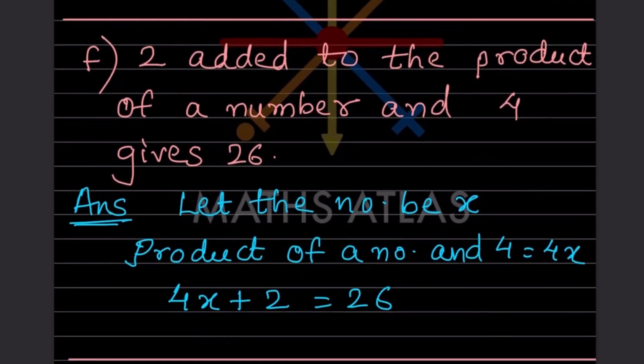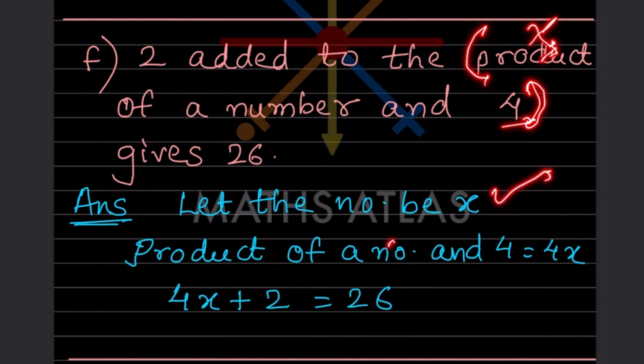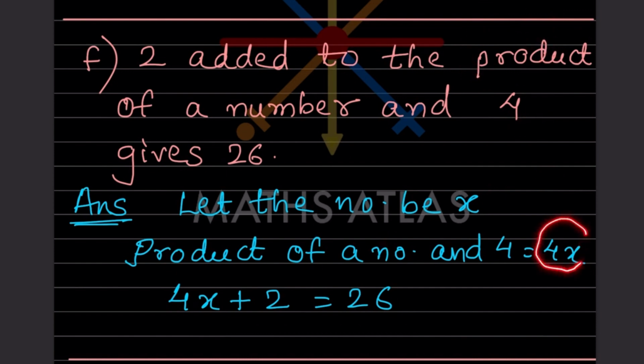The next one says that 2 added to the product of a number and 4 gives 26. So again we don't know the number, so let the number be x. Now look at the product of a number and 4. Product means multiplication. The product of a number, which we have considered as x, and 4 will be 4x. So you are going to write here 4x, sorry for that, plus 4. Let me cut over here, product of a number and 4.